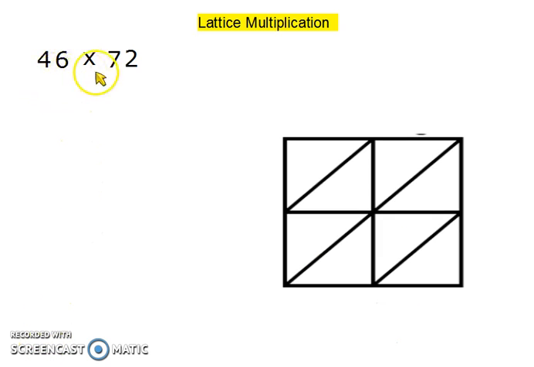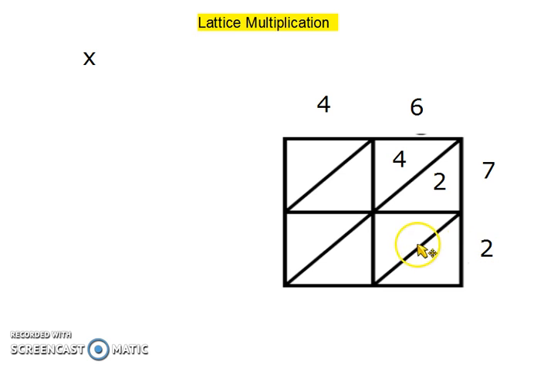Okay, we're going to do a little bit of a harder one now. So 46 times 72. Okay, so we're going to put 46 times 72. Okay, so we're going to do 6 times 7. So 6 times 7 is 42. So 4 10s and 2 1s. Now we're going to do 6 down to the bottom square. 6 times 2. 6 times 2 is 12. 1 ten and 2 1s.